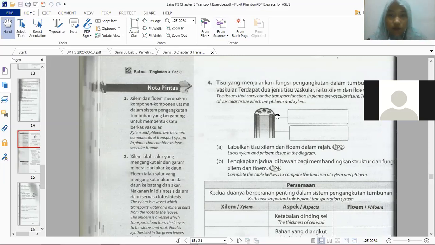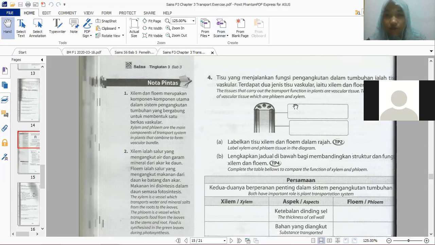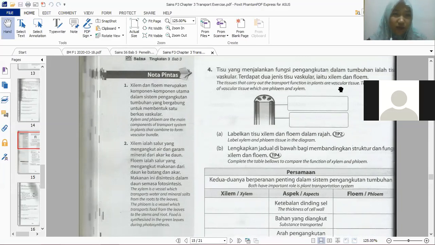Okay, so number 4, the tissues that carry out the transport function in plants are vascular tissue. Okay, it's okay. What's important is that you have it and you can just use it for reference, okay? Because teacher doesn't know how long this MCO will last. Even after the MCO ends, maybe schools will not reopen yet because they're afraid that youngsters will catch this virus, because your immune system is not very strong, right? So teacher doesn't know how it will go, so that's why teacher will just give exercises, okay? If you don't get the examples, teacher will send them by WhatsApp, okay?